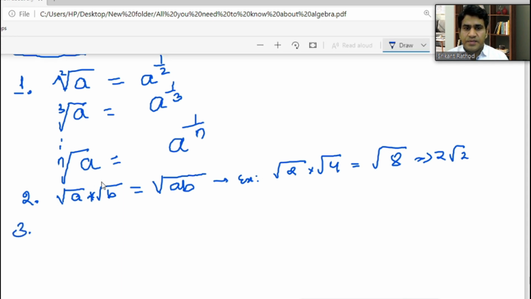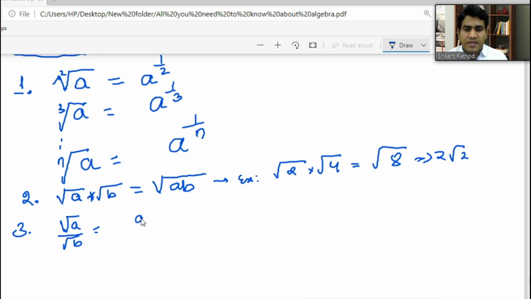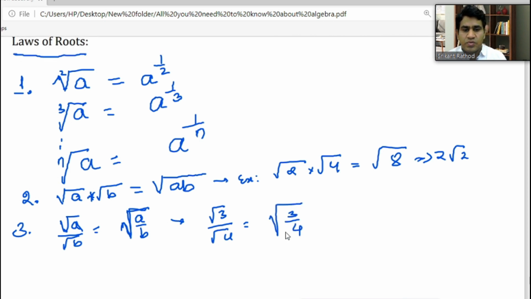Third point here is, whenever root a is divided by root b, if it is the same root, I can write this as a by b, and this root can be put together. Root a by root b can be written as the same root with the number inside, that is a by b, the complete root all together, right? So for example, root 3 by root 4 can be written as square root of 3 by 4, right? So this is the way of representing the roots.